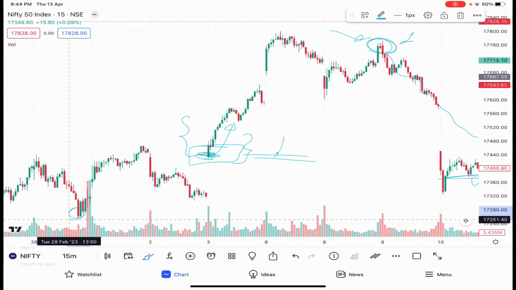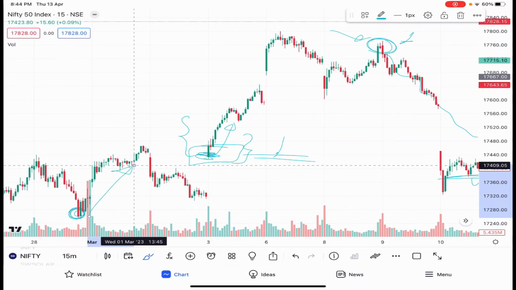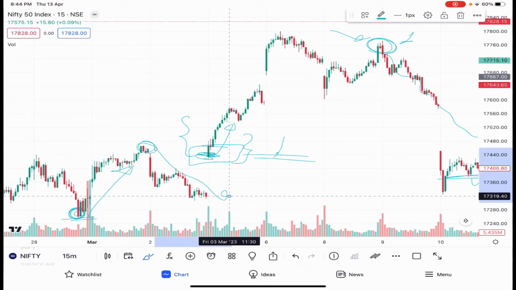And look at here. After here, my price pumped. So this is my demand zone. After here, my price came down. So this is my supply zone. So this is how you identify the demand and the supply zones.